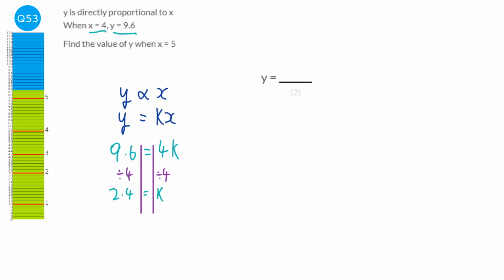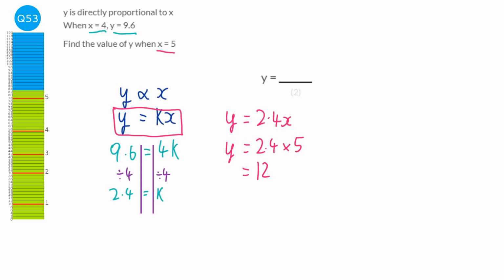And I'm just going to rewrite this equation here, but we know what k is now. We know it's 2.4. And I'm going to find out what y is when x is 5. So y equals 2.4 times 5, which will equal 12. So we know that y is 12.